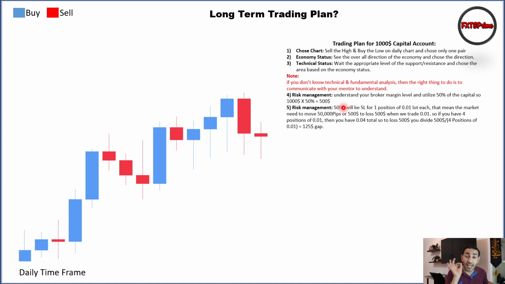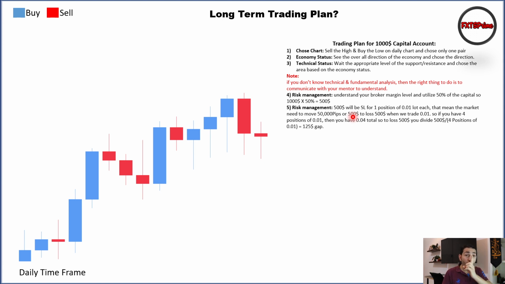The thing that I am going to do here is take $500 and first calculate when I open one position, and that position will be 0.01 lot. If I open 0.01 lot and the market moves 1 pip, then I am profiting or losing 1 cent. However, a $500 loss on 0.01 lot will be a $500 movement, which is 50,000 pips.